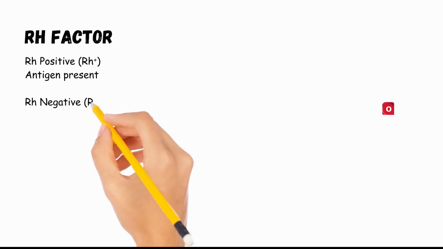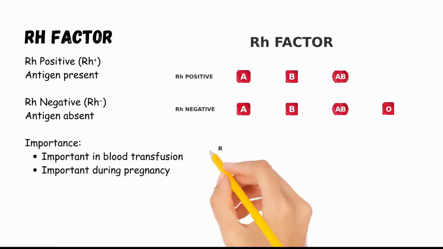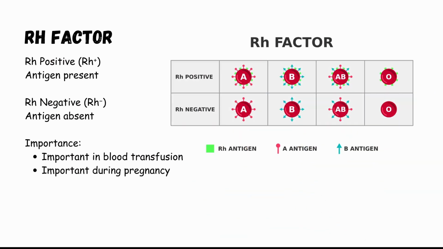The Rh factor is another important antigen. If the Rh antigen is present, the person is Rh positive. If absent, the person is Rh negative. Rh incompatibility is particularly important during pregnancy and can lead to hemolytic disease of the newborn.